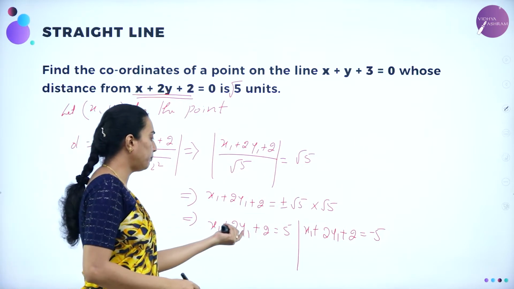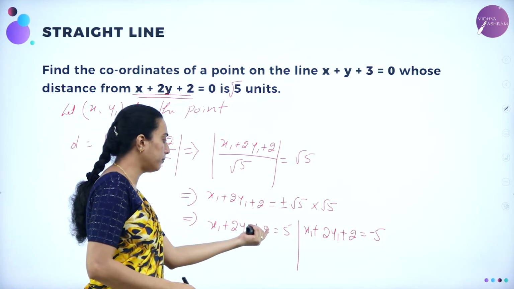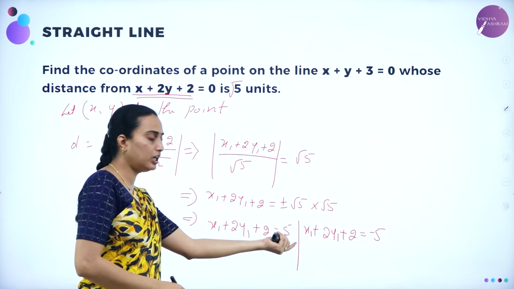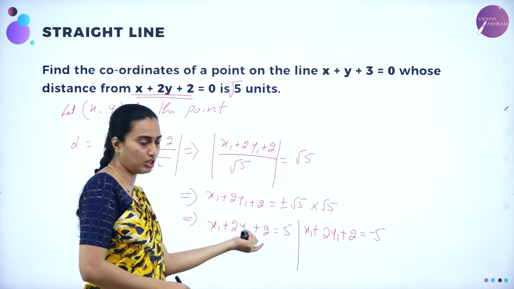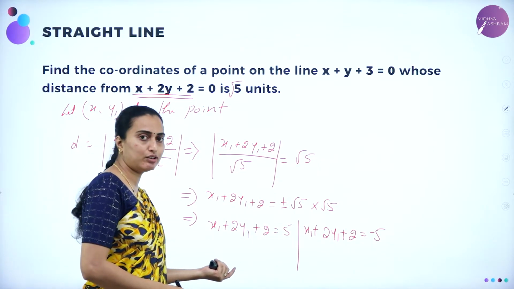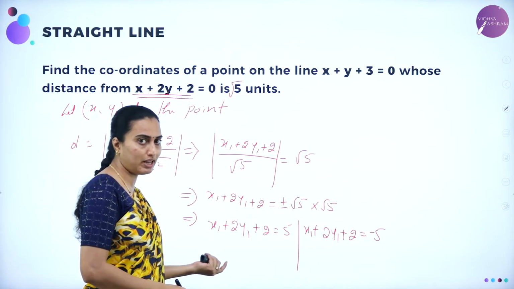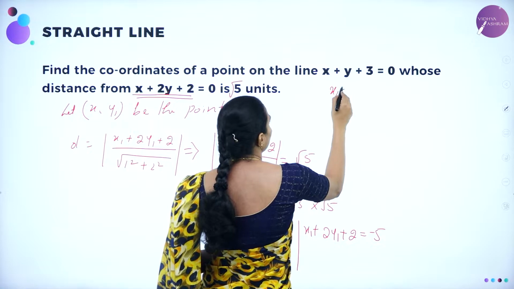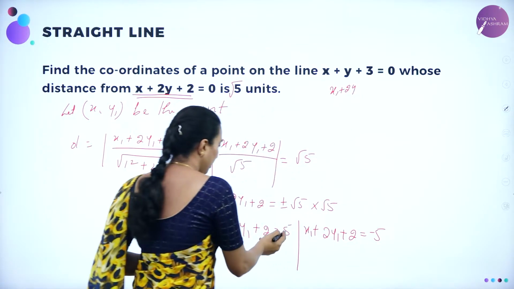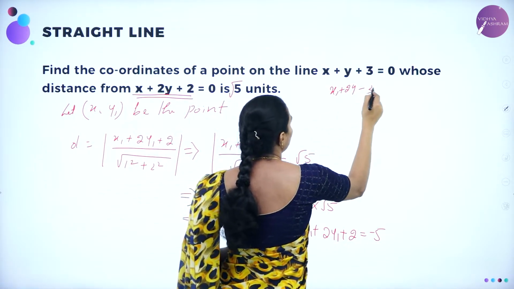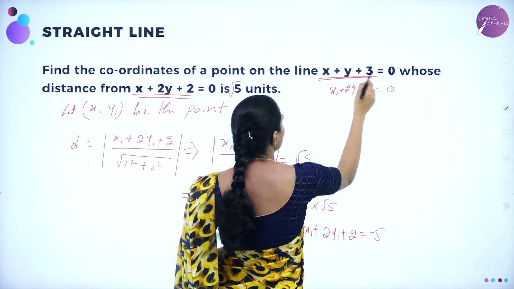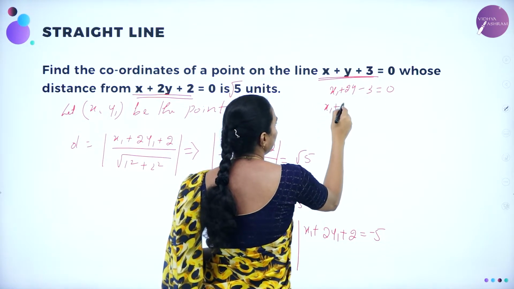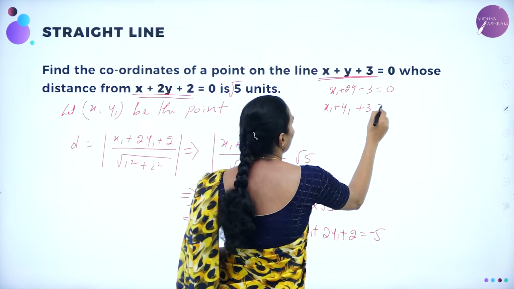So here, x1 plus 2y1 plus 2 equal to 5 means 2, if I take it to that side, it will become minus 2, which is 3. Otherwise, 5, you can take it to this side, which will become minus 3. 2 minus 5 is minus 3. I can write the equation as x1 plus 2y1 minus 3 equal to 0, and substituting this here, taking x1 plus y1 plus 3 equal to 0.